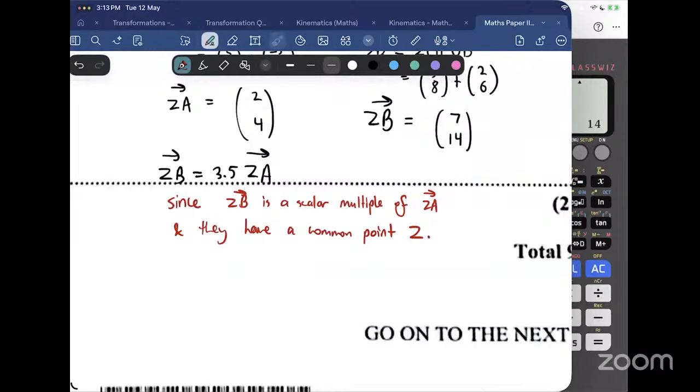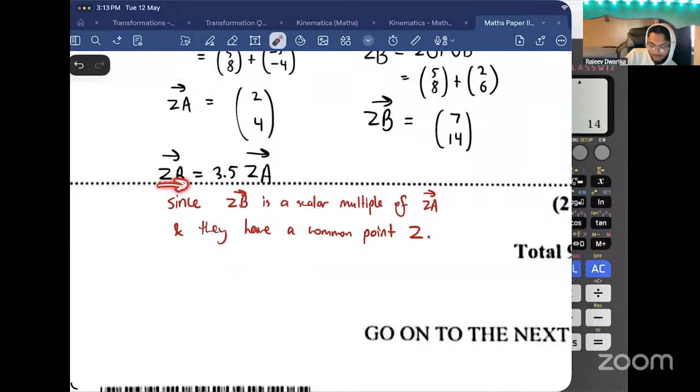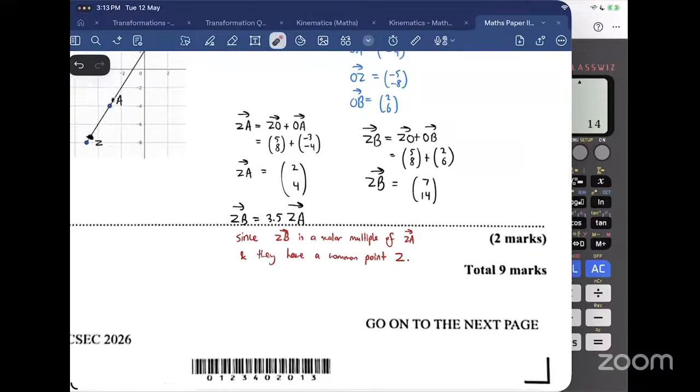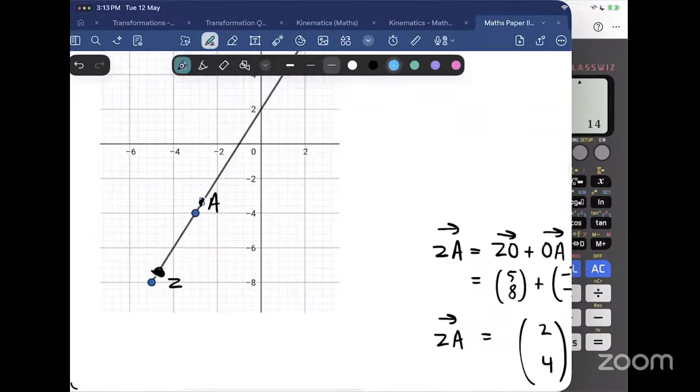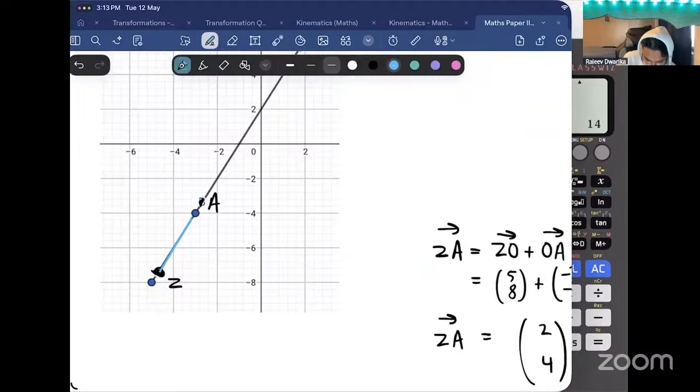Yeah, watch. Z to B and Z to A, both of them starting at Z. Oh, I thought you were talking about the way it passes through. No, I don't see many people getting this question right.